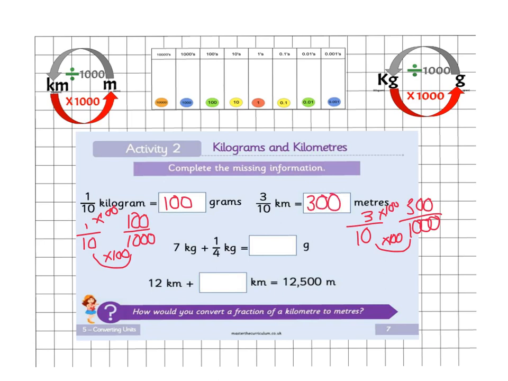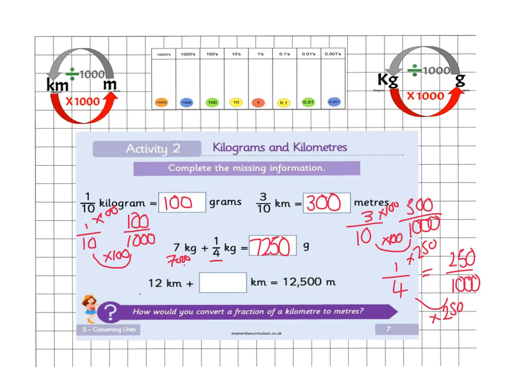7 kilograms plus 1/4 of a kilogram equals how many grams? Okay, so we know that 7 kilograms would be 7,000 grams. What about a quarter? So again, we have to think of equivalent fractions. For 1,000 grams in 1 kilogram, how do I get from 4 to 1,000? I need to multiply by 250, and I need to do that to my numerator. Okay, so that would be 250 grams plus 7,000, which would be 7,250 grams.